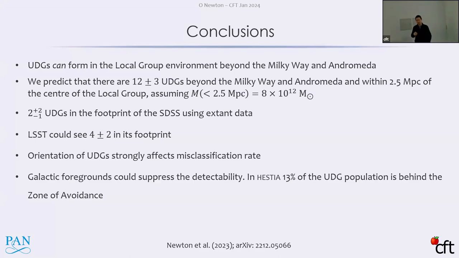The key thing, at least for the astronomers in the room, to take account of, that we don't take account of, is that the orientation of those UDGs obviously affects the classification rate. And the other thing which I haven't discussed, but I'm just going to add here, is that galactic foregrounds could also suppress that detectability. In these simulations, about 10 to 15% of the UDG population sits behind the zone of avoidance. So this is the Milky Way disk and the gas and so forth, and stars that sit in the foreground that could affect our ability to find some of these objects. So this can motivate other future work.